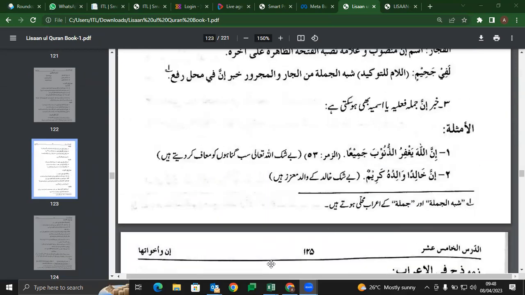Again, we're seeing another one here: Inna Khalidan waliduhu karimun. Inna Khalidan is where our mubtada ends, and waliduhu is where our khabar begins. This first word is what will determine whether it is jumlatul fi'liya or jumlatul ismiya. So this is jumlatul ismiya, because walid is an ism, not jumlatul fi'liya. We're saying the khabar of inna can be both, jumlatul ismiya and jumlatul fi'liya.